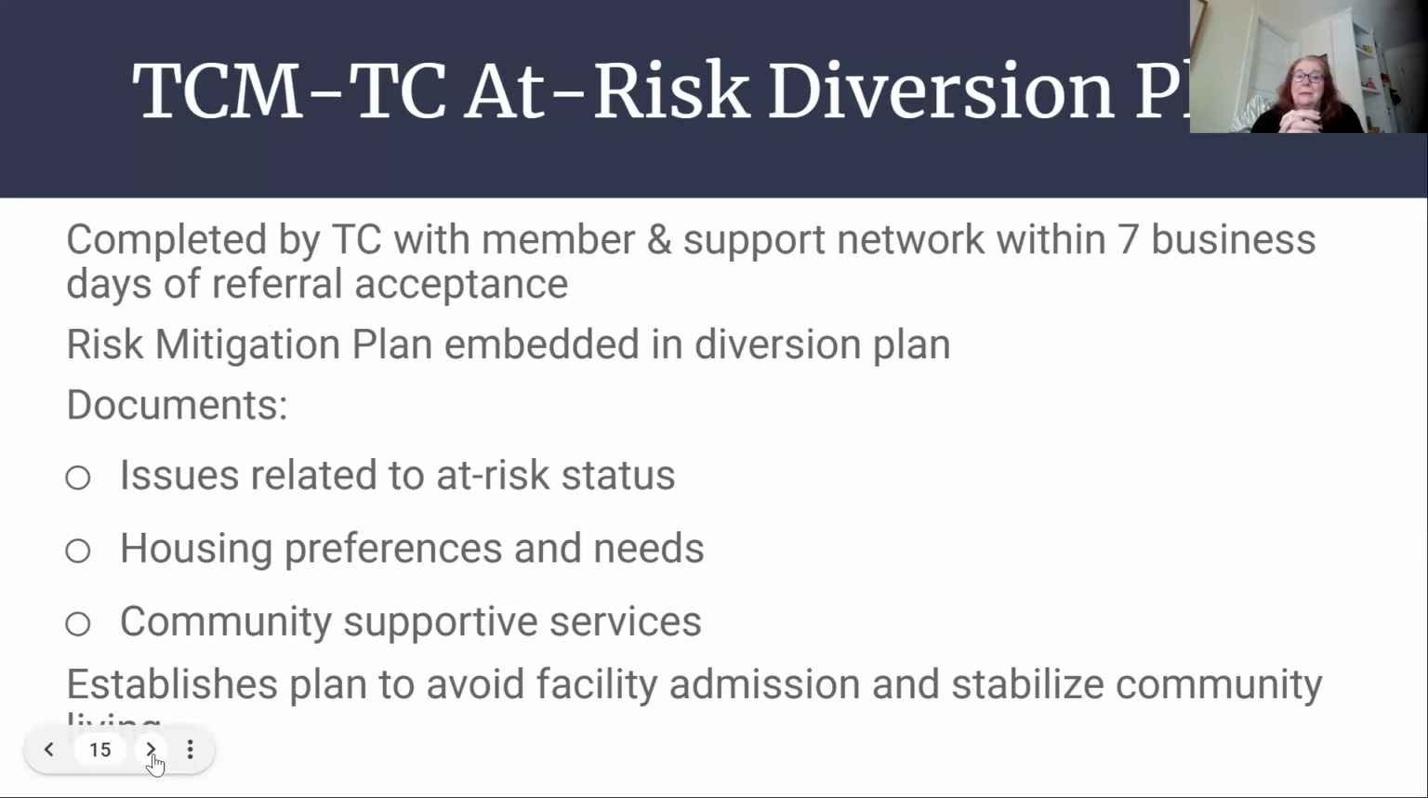There'll be a risk mitigation plan embedded in the diversion plan. It's a streamlined risk mitigation plan. So it will not be the same format as the plan that you use for transitions from facilities, but the risk mitigation plan and the diversion plan will document issues related to the at-risk status, housing preferences and needs, community supportive services, and it establishes a plan to avoid facility admission and stabilize community living. And again, this is all done in close collaboration with the CMA and the RAE that are involved also with this member. Next slide.